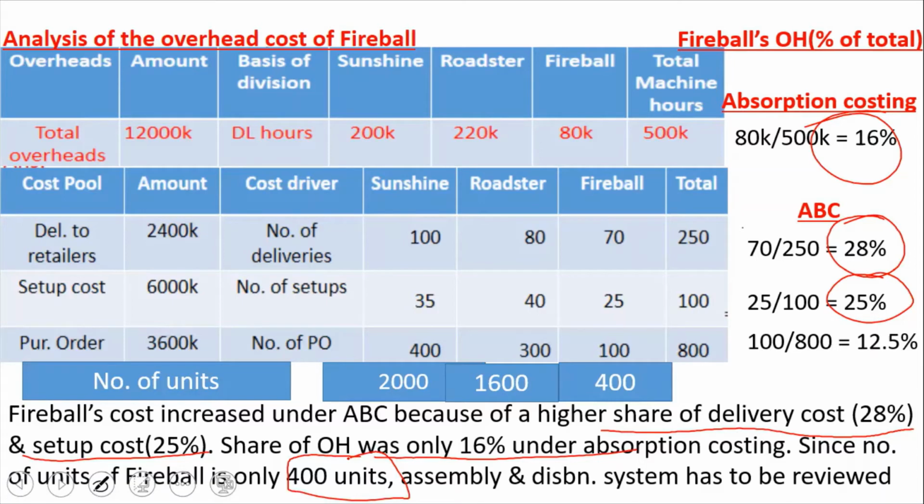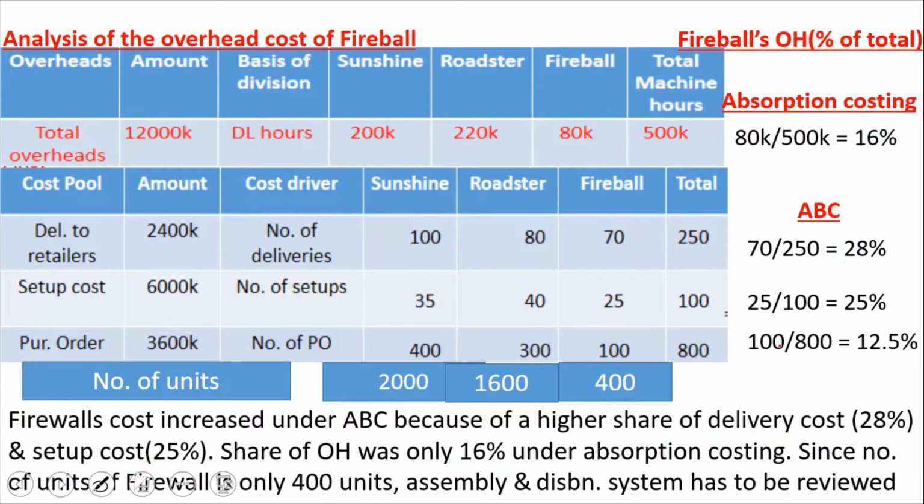Assembly and distribution system has to be reviewed. What do you mean by that? Assembly system means you will have to try to increase the number of units produced for each setup. And for the distribution system, you will have to increase the number of units per delivery to the retailers. So from activity-based costing, we understood that the assembly and the distribution system has to be reviewed.